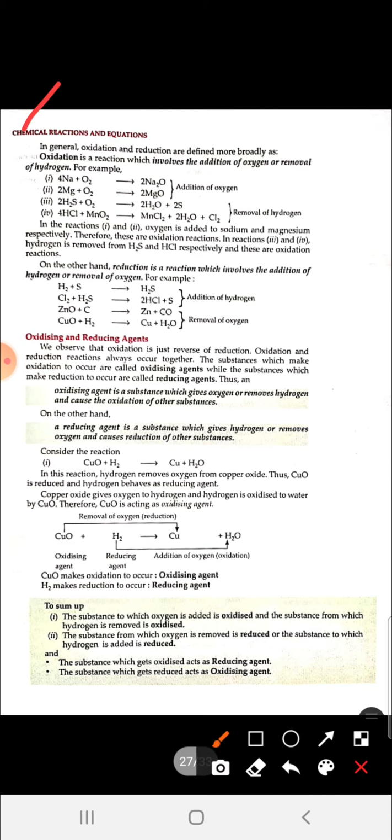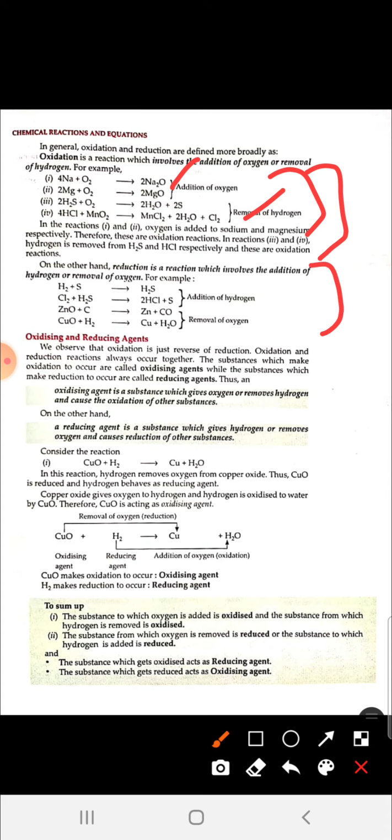Now you can see some more examples, where the definition is given that addition of oxygen or removal of hydrogen is known as oxidation. You can see the examples. Nitrogen plus oxygen gives you nitrogen oxide, magnesium oxide, hydrogen sulfide plus oxygen gives water, then sulfur. HCl plus MnO2 gives you MnCl2, manganese chloride, water, and chlorine. So these are some examples of oxidation. In the first two examples, oxygen is added, and in the last two examples, hydrogen is removed. So these are the examples of oxidation.